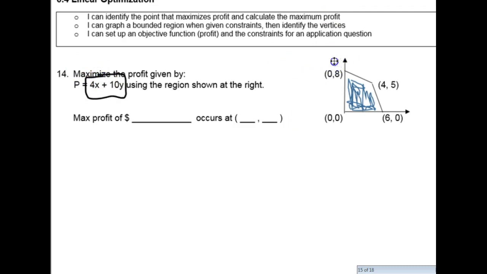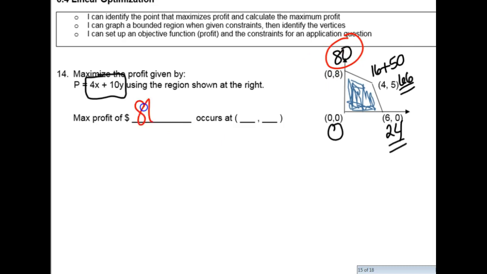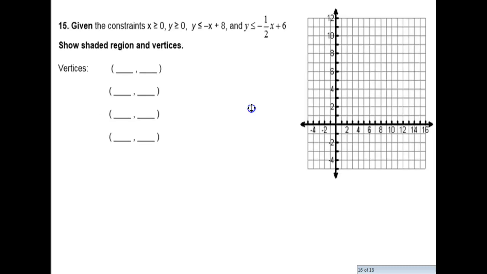And if you plug in each of the xy ordered pairs, you get 0 for this one. And then 4 times 6 plus 0 would be 24 for that one. And then 4 times 4 plus 10 times 5 is 50, so that would be, wait, did I do that right? Yes. All right, so 66 on that one. And then plugging in an 8 would be 80. So it turns out that the maximum profit for this function is $80, and it occurs at the ordered pair 0, 8.